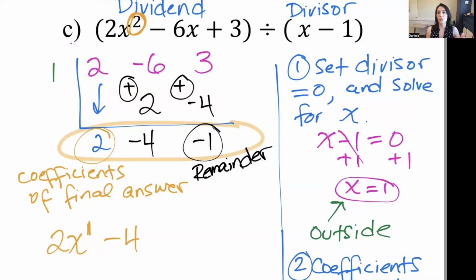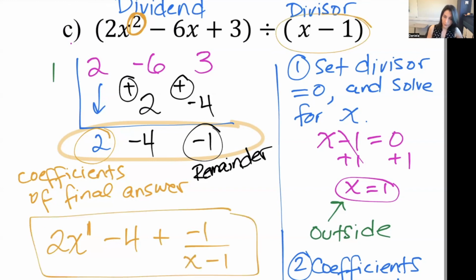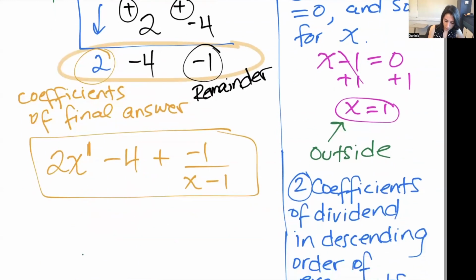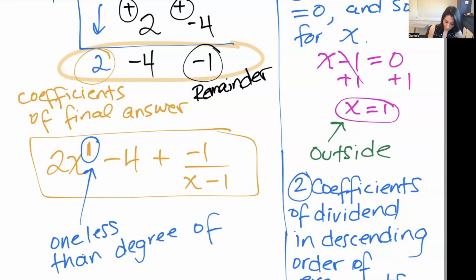Once you've reached that 0 exponent, like I was talking about here, you're going to put that remainder over the divisor. So plus the remainder over x minus 1, remember the divisor was x minus 1. So we do get the same answer. I'll add a note over here: this is to the first power because this is 1 less than the degree, which is the highest exponent of the dividend, what you're dividing.